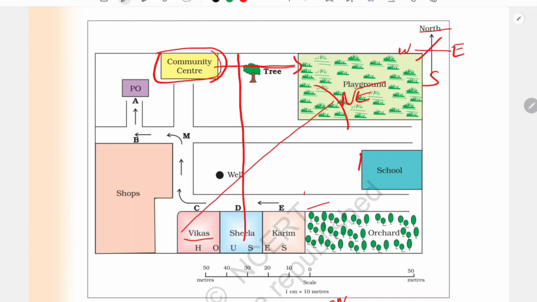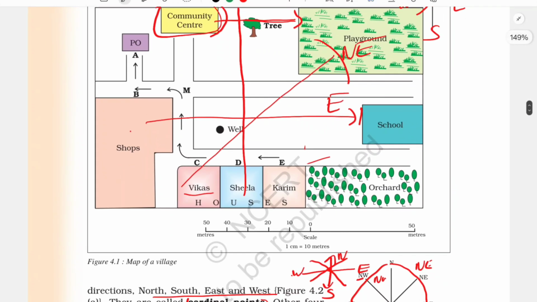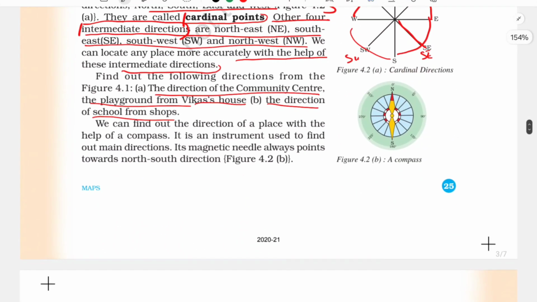And next, direction of school from the shop. So from the shop to the school, again this is same as the community center and the school, isn't it? From the shop, it will be in the east direction. So in this way, you can know accurately the direction of any given place. Okay, I hope you have understood.